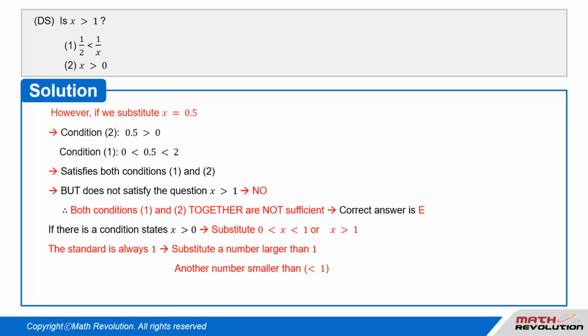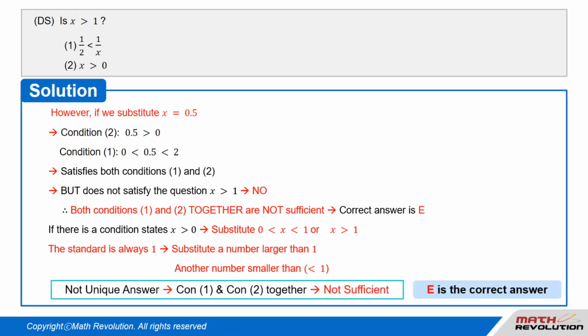So, if there is a condition that states x is greater than 0, it is a good idea to substitute 0 is less than x is less than 1, or x is greater than 1. The standard is always 1. You should substitute a number that is larger than 1 and another number that is smaller than 1. Conditions 1 and 2 together are not sufficient, so E is the correct answer.